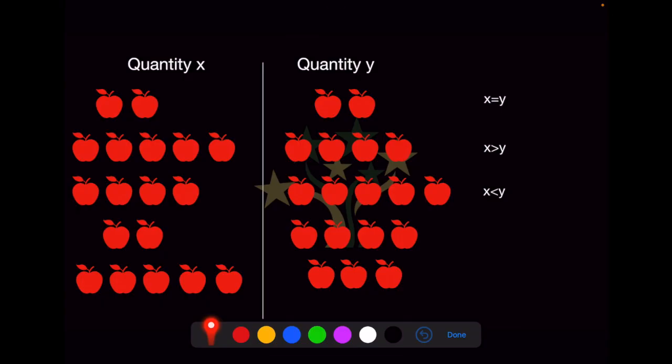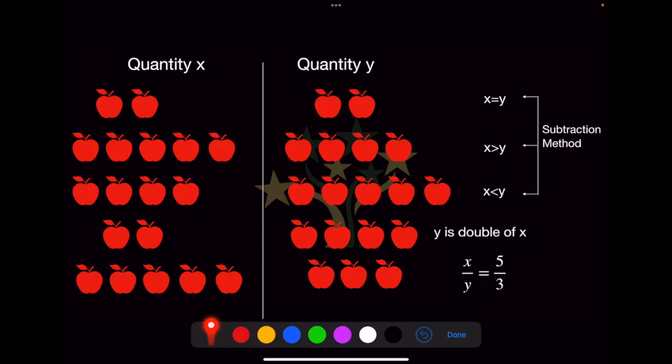And in the fourth case, the number of apples in basket x is 2 and in y is 4. In that case, we say y is double of x. In the last case, the number of apples in basket x is 5 and in basket y is 3. So we compare them as x by y is equal to 5 by 3 or x is equal to 5 by 3 times y.